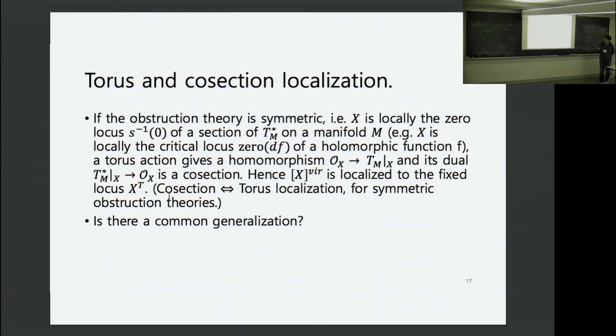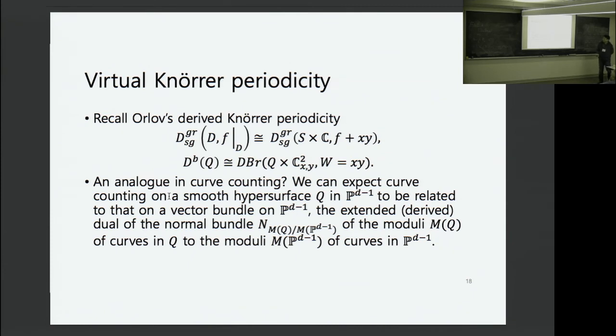Now let me try to explain the main idea related to virtual Knörrer periodicity, localizing the virtual Behrend class to the critical locus. As I mentioned, Orlov's derived Knörrer periodicity compares the derived category of some space with the derived category of the critical locus. In the case of Q times C^2 with the superpotential XY, the critical locus is just Q, and the derived category of Q is the same as the category of Q times C^2 with superpotential W. So what can you say about the analog in curve counting theory?